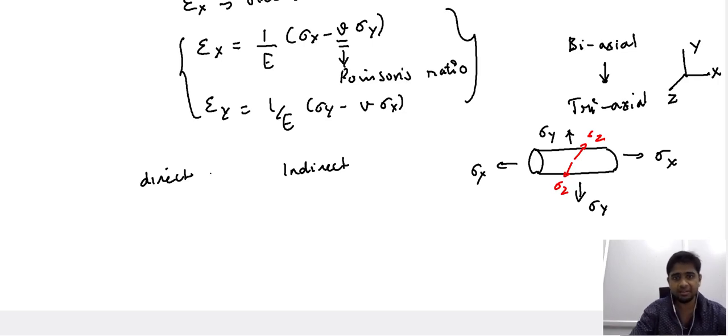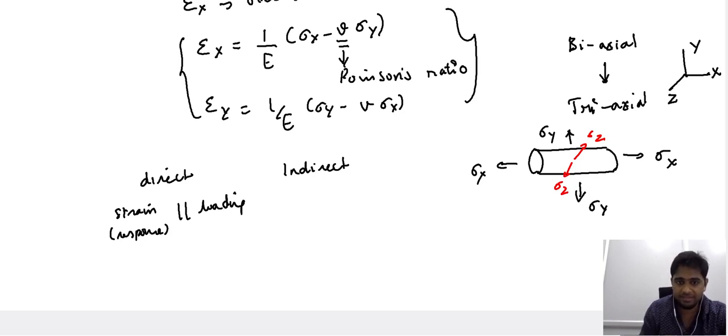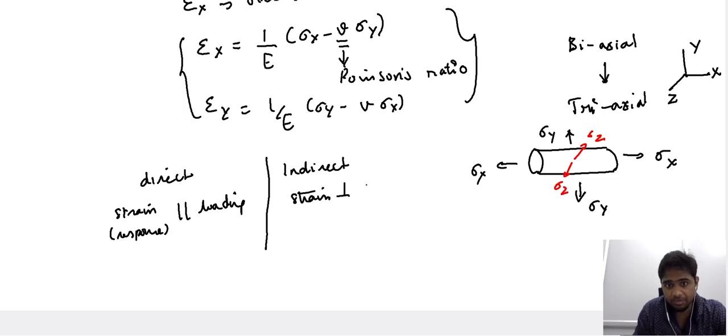And the characterizing feature of the direct response is the response direction, or the strain direction. The strain, or the response direction, offered by the material is parallel to the loading direction. It's the contrary of what we observe in the indirect case. In case of indirect strain, the response that we observe is perpendicular to the loading direction.